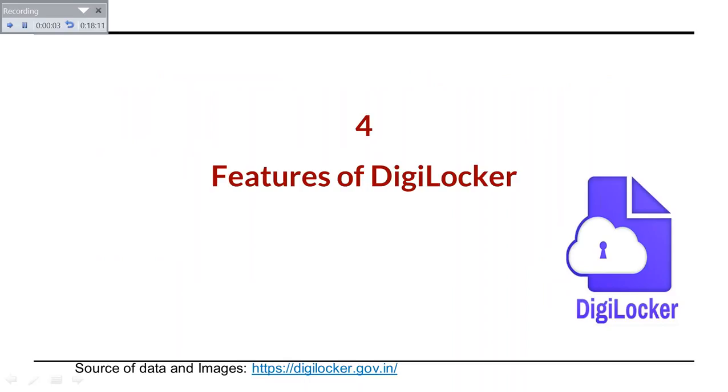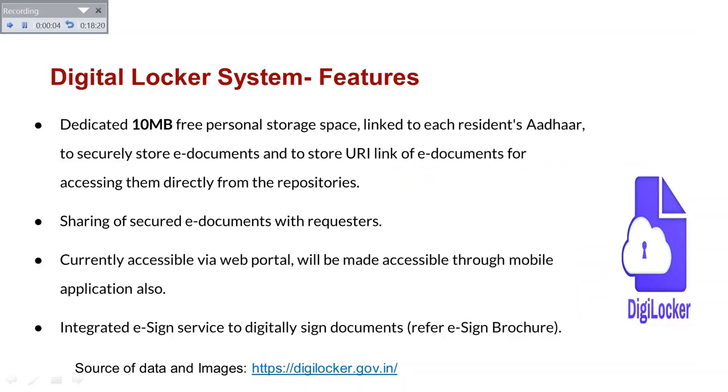So the next one is features of DigiLocker. What are the features which actually help users in day-to-day use? The first one is when you create a DigiLocker account, you will get 10 MB space so that you can upload your documents. So, a dedicated 10 MB personal space linked to each resident's Aadhaar card. Sharing of secured e-documents. Whatever document you create or upload there can be shared. Currently accessible via web portal, it will be made accessible through a mobile application also. Now it has already come. Integrated e-sign service facility to sign documents.